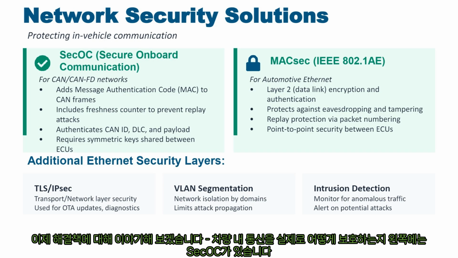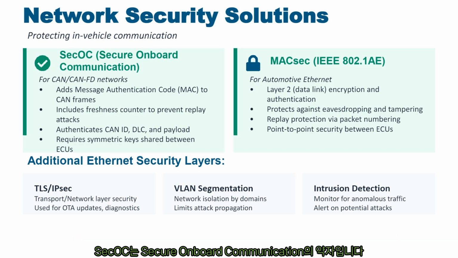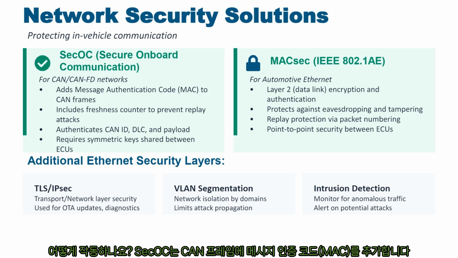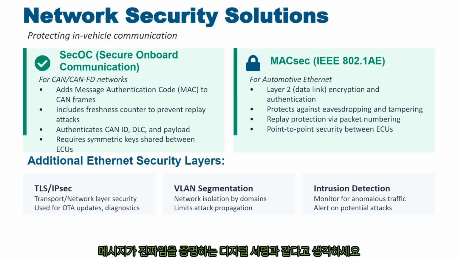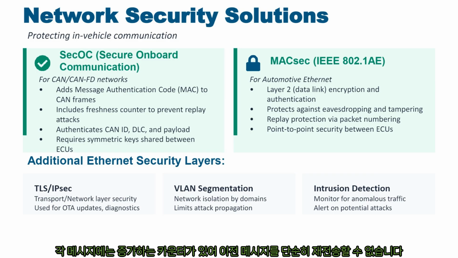Now let's talk about solutions, how we actually protect in-vehicle communication. On the left, we have SecOC, which stands for Secure Onboard Communication. This is specifically designed for CAN and CAN-FD networks. How does it work? SecOC adds a message authentication code, or MAC, to CAN frames. Think of it like a digital signature that proves the message is authentic. It includes a freshness counter to prevent replay attacks. Each message has an incrementing counter, so you can't just replay an old message.